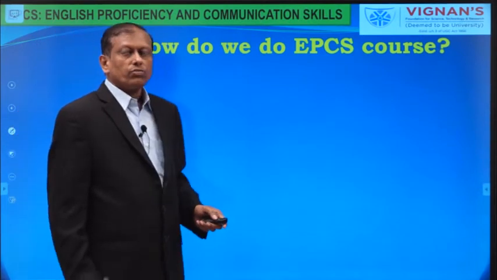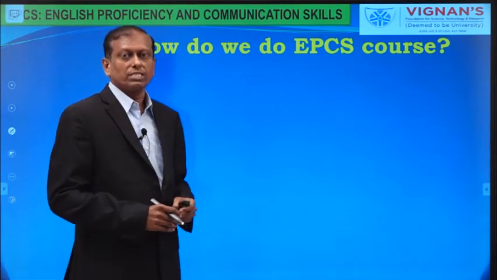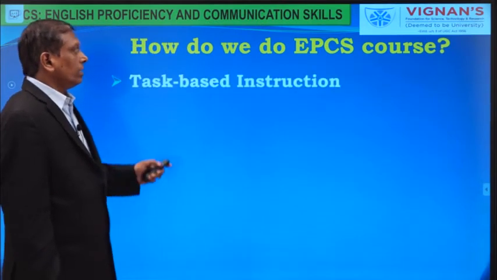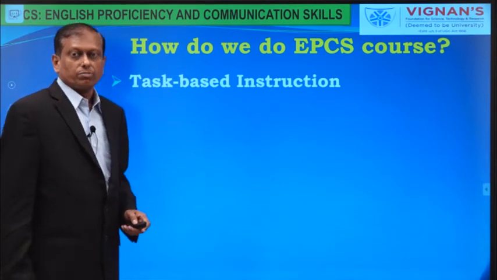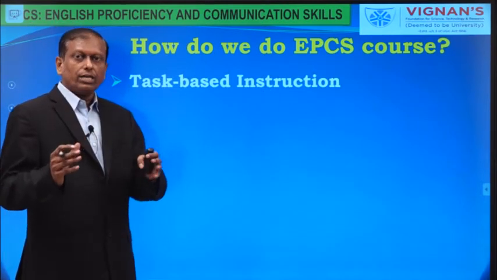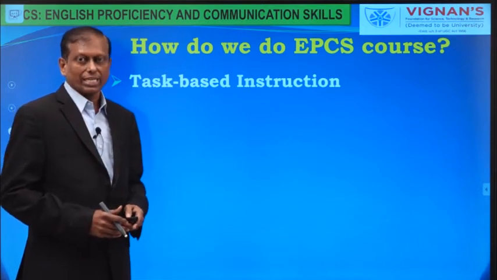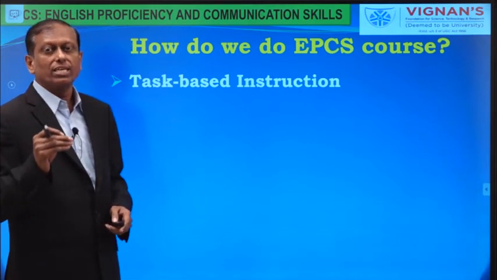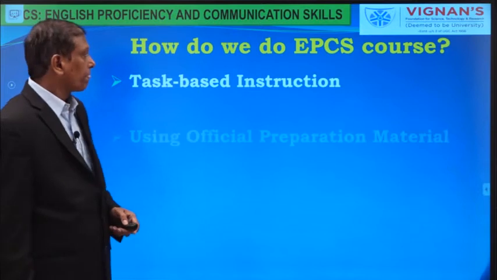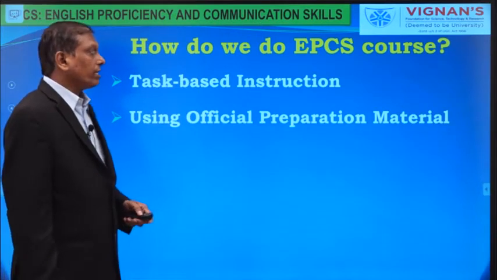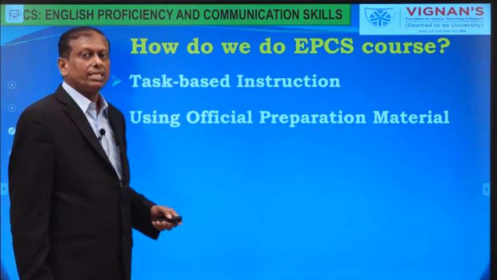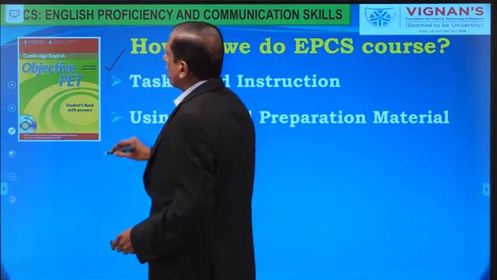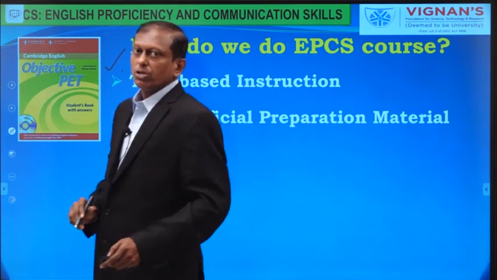Now, this is what we have in our EPCS course. Now, how do we do this course? Here the instruction is task based. You are given activities and you are made to involve yourself in those activities, and those activities will give you chances of using English freely and confidently. And we are using Cambridge official preparation material, and Objective PET is the book that we are using here.